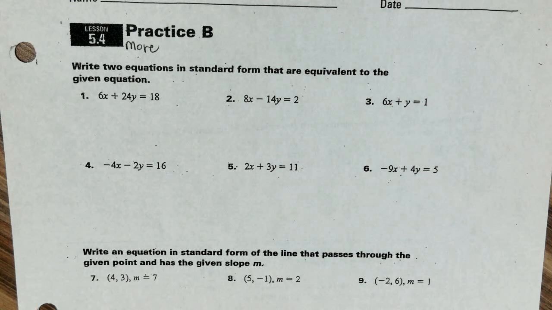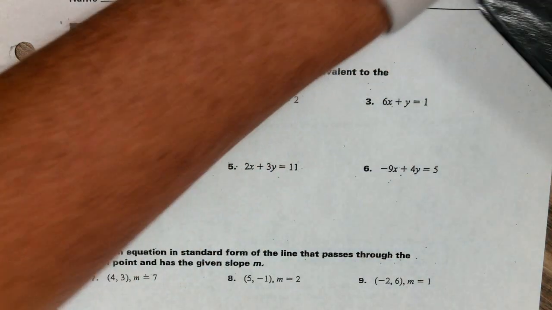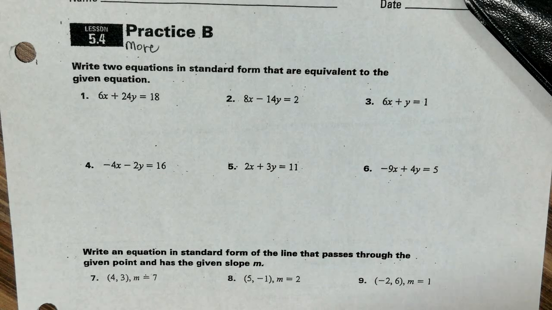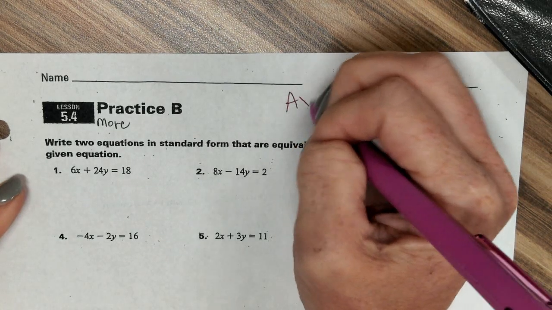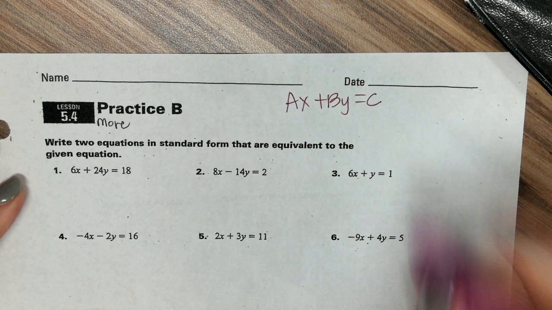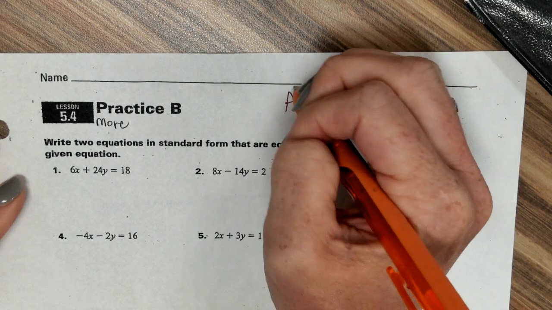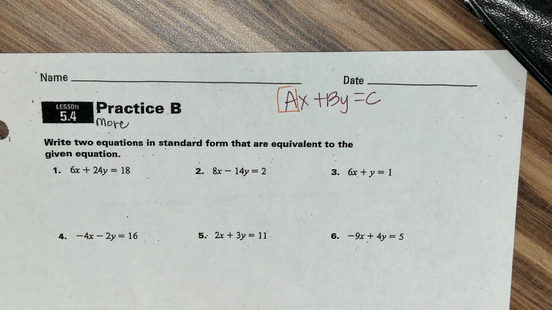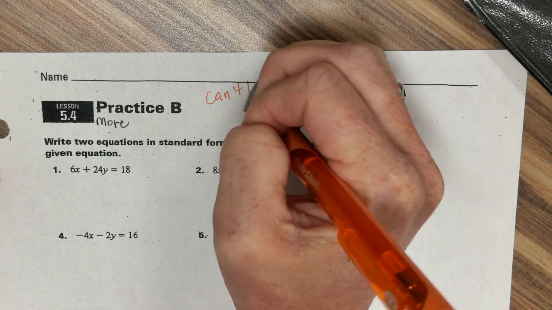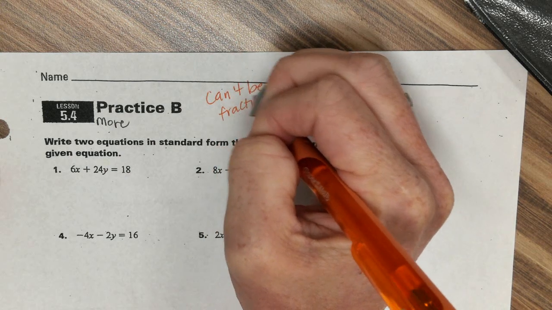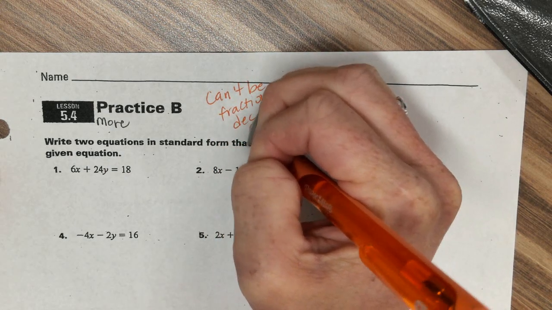Today we're going to practice what we learned on Friday again. So we're going to be talking about standard form. At the top of the page, if y'all would write ax plus by equals c right here. And tell me about the a. Good job. It cannot be a fraction, a decimal, or a negative.